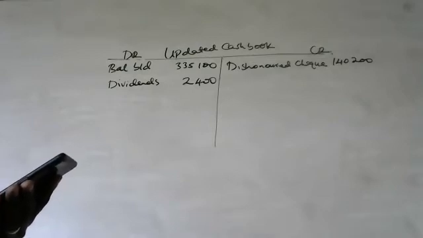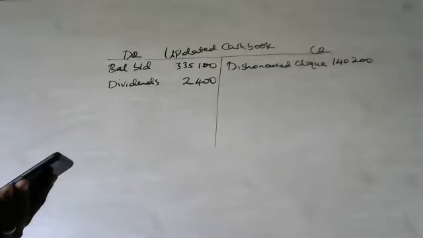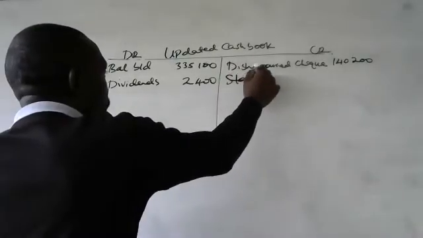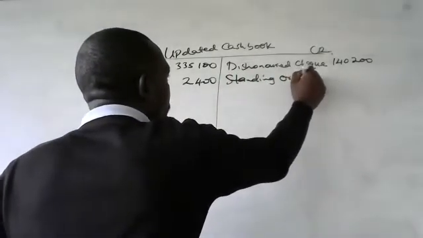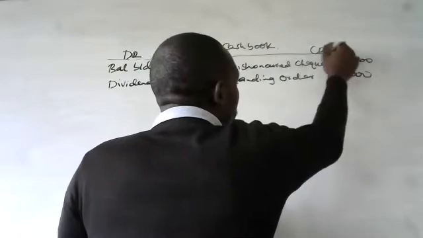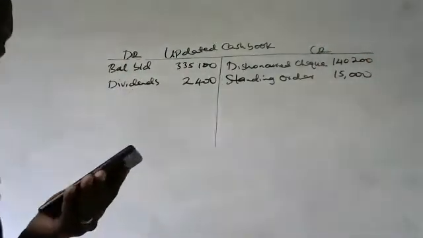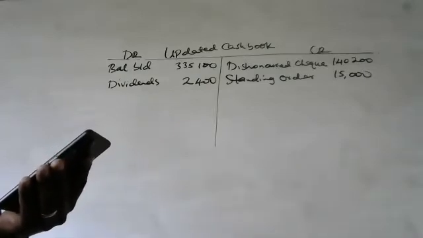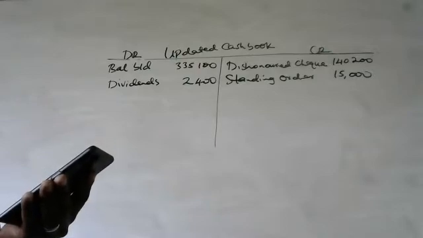Number three, a standing order payment of 15,000 shillings had been made by the bank. Whether or not you are told it appears in the bank statement only, standing orders and bank charges are always going to be on the credit side of the updated cash book. So right here, a standing order of 15,000 was effected by the bank, and that one will always be listed in the cash book on the payment side because it is a payment that was made from our bank account.